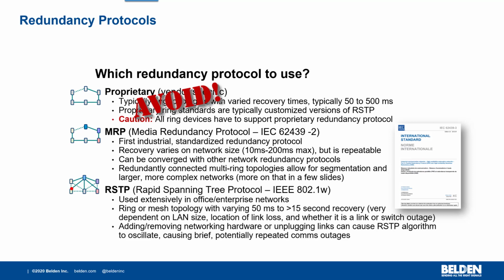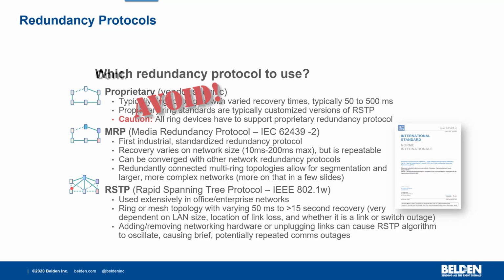And then there's spanning tree. So RSTP, or Rapid Spanning Tree Protocol, is something that we've discussed previously. It has its benefits, but really has no purpose or benefit on an automation plant backbone.